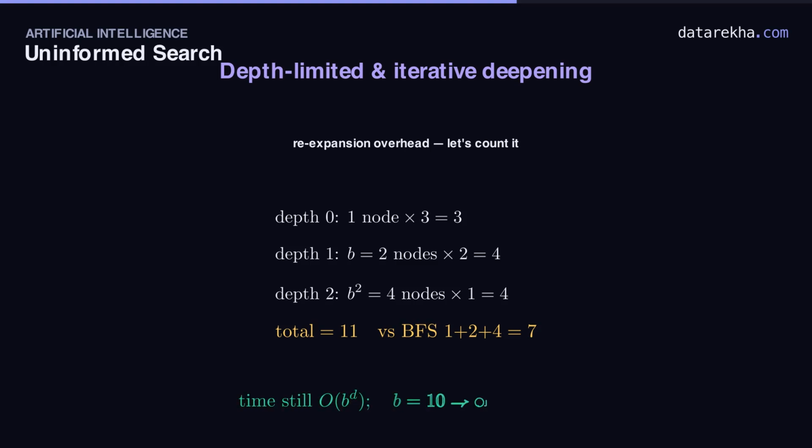The deep level, the biggest one, is still only touched once. Just a 50% overhead here, and it shrinks as the tree fattens. For a branching factor of 10, iterative deepening does barely 11% more work than breadth first. The deep nodes always dominate the count. So the time is still order B to the D, and you paid almost nothing to slash the memory.